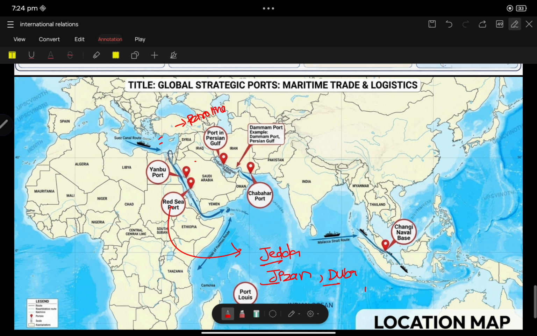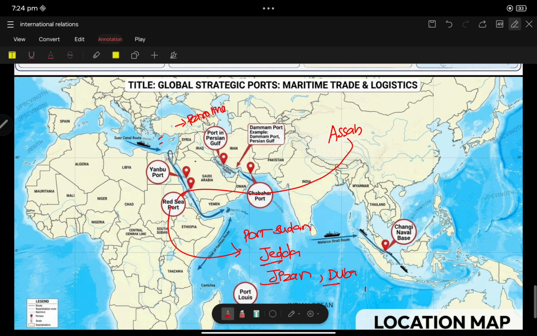And here comes one of the most important ports: Port Sudan. Port Sudan is located in Sudan. And finally, one of the most important ports for this year's exam is the Port of Assab. Assab is located in Eritrea. Port of Assab, Eritrea.